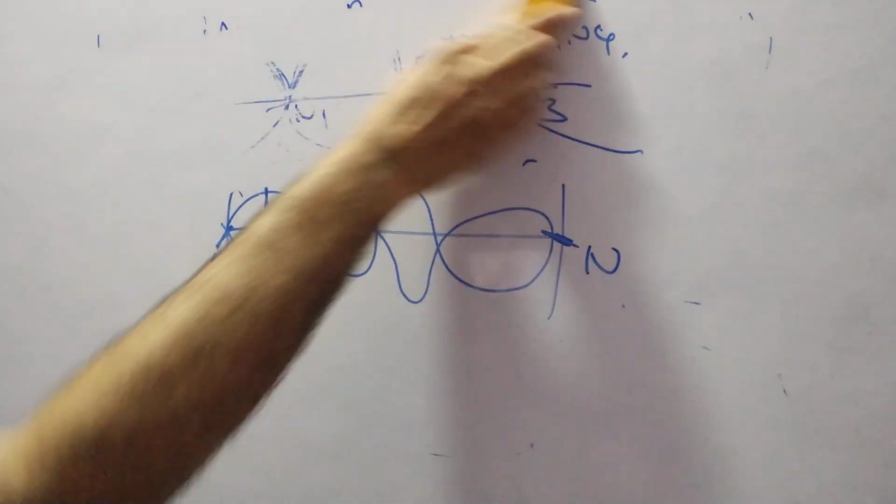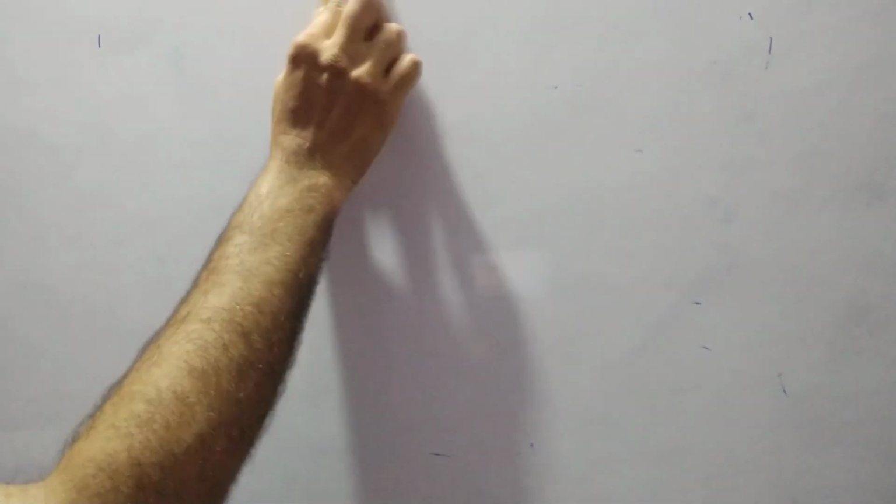So this is regarding nodes and antinodes. In the next video we will discuss the general equation to get the nodes by putting the value of n, where is the node, where is the antinode, everything in the next video. Okay, thank you.